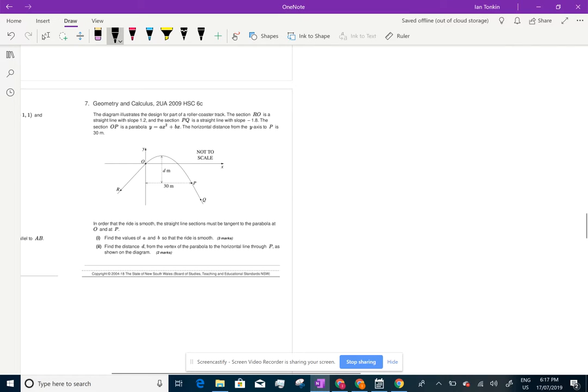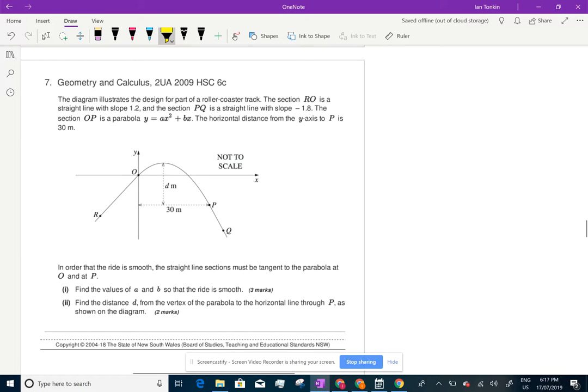Okay, year 11. The second question, or someone asked about another question from the work. This is question 7 on tangents and normals, and this comes from 2009 HSC question 6c. And usually I remember these, but I can't remember this one.